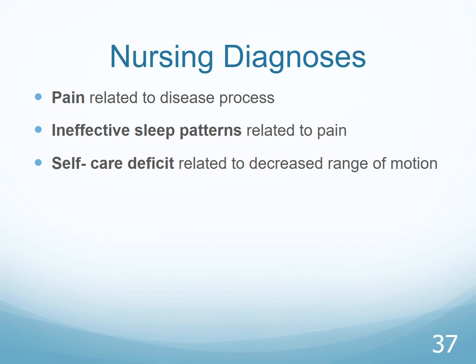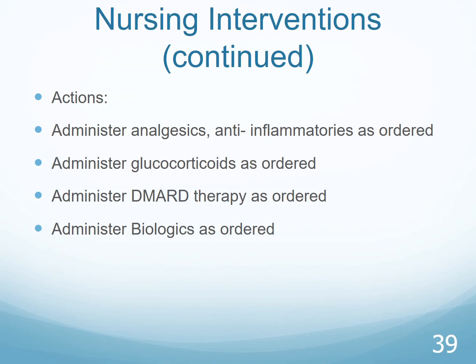Some nursing diagnoses: pain related to disease process, ineffective sleep patterns related to their pain, and a self-care deficit related to decreased range of motion. We are going to look at our nursing interventions, our nursing actions. We are going to administer analgesics and anti-inflammatories as doctor orders. We are going to administer steroids as doctor orders. Now remember, these steroids need to be taken at the same time every day, and they cannot abruptly stop taking this steroid. This dose is going to have to be tapered. This is a medication that they need to be weaned off of. We are going to administer those DMARDs as doctor orders. And if they are on a biologic, we are going to administer the biologic as doctor orders.